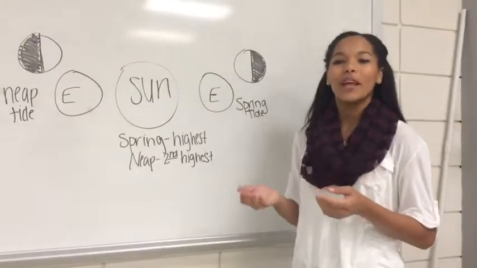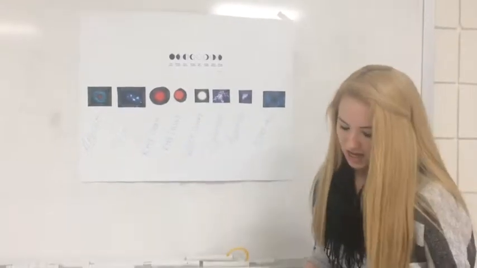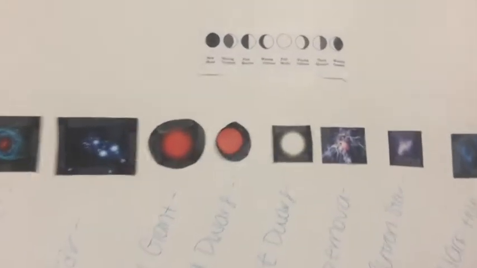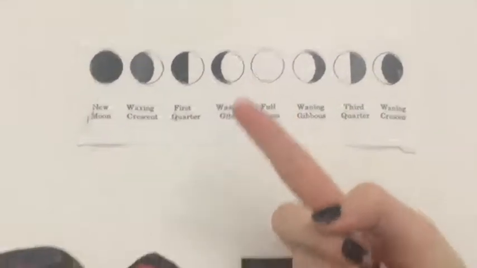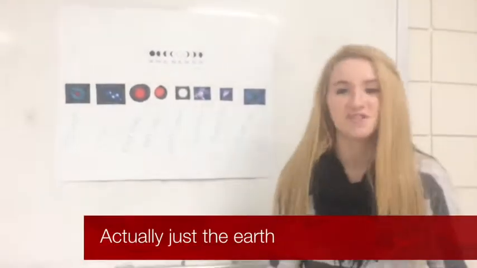Now, here comes Lauren Landon. The first thing we're going to be talking about is the phases of the moon. And these are all the sequence of events in the lunar cycle. So, this is new moon, waxing crescent, first quarter, waxing gibbous, full moon, waning gibbous, third quarter, and waning crescent. The lunar cycle depends on the position of the sun and the earth.